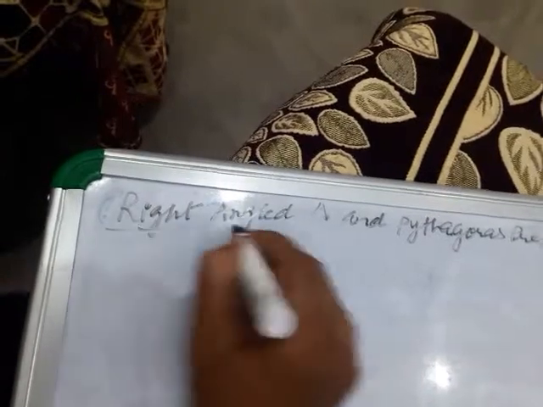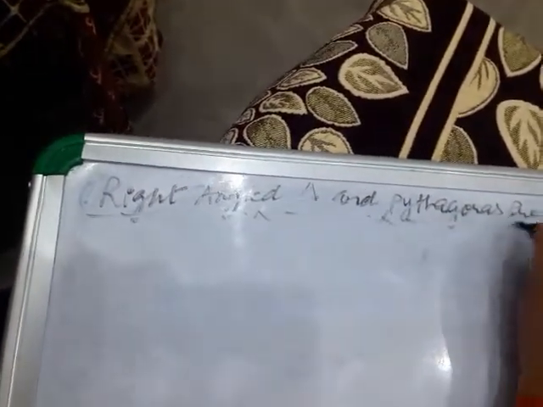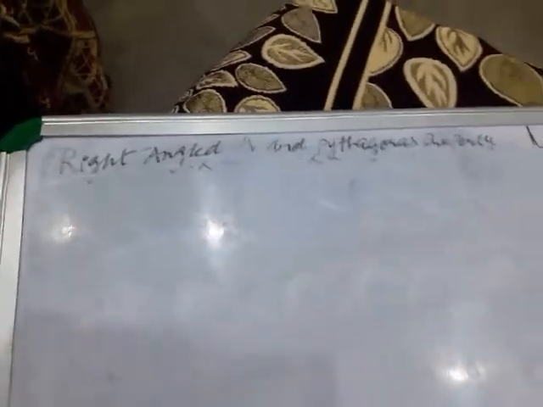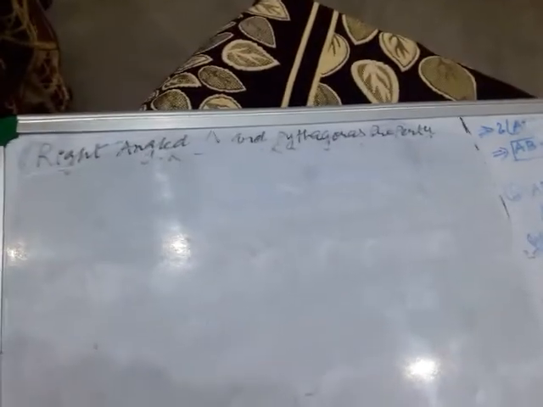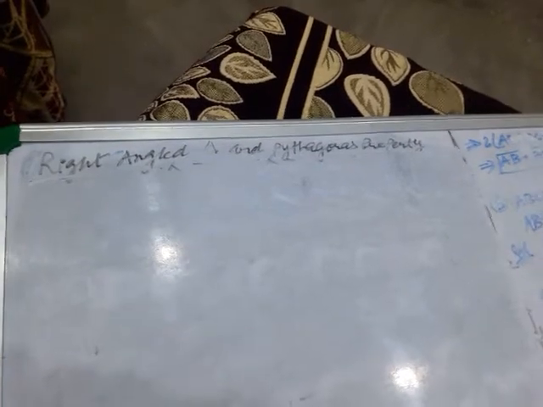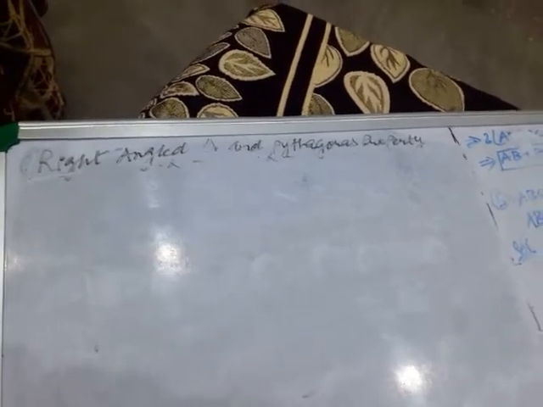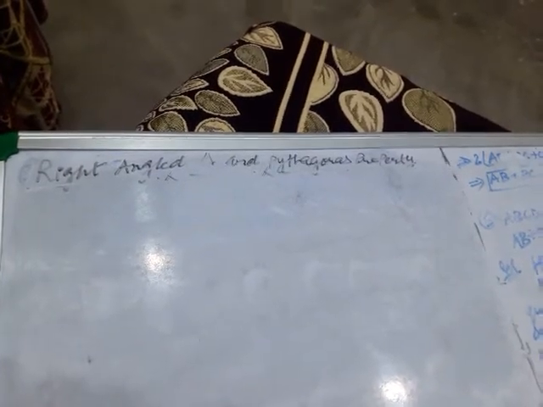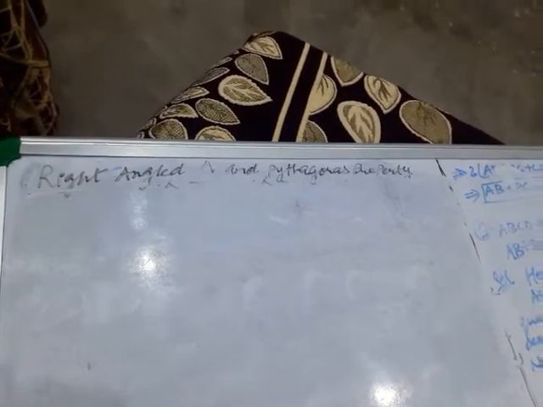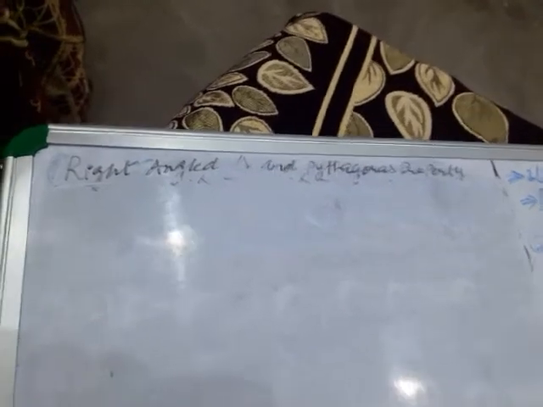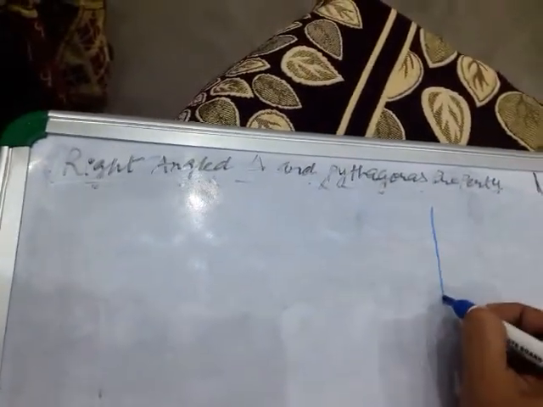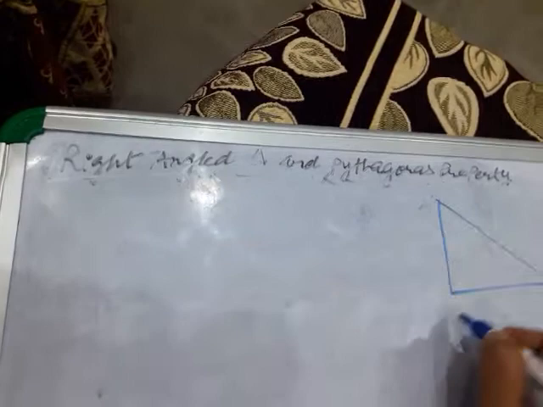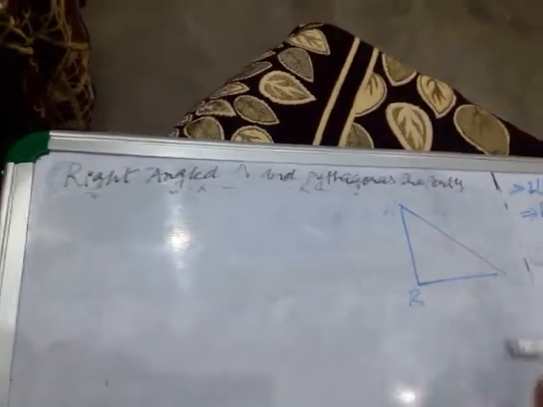Okay, children, right angle triangle and Pythagoras property. He states that, children, what does he say? He says that in right angle triangle, what is right angle triangle? Right angle triangle is that in which one of the three angles is a right angle. What is the measure of right angle? The measure of right angle is 90 degree. Clear? So a triangle in which one of the angles is 90 degree, this is a right angled triangle. Let it be A, B and C. Three vertices are there, children.